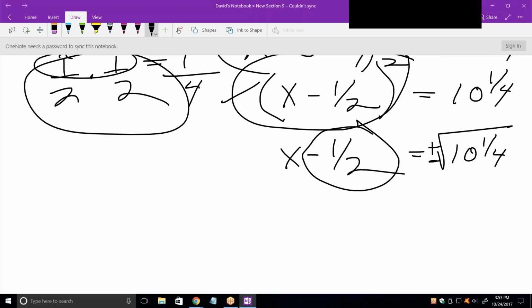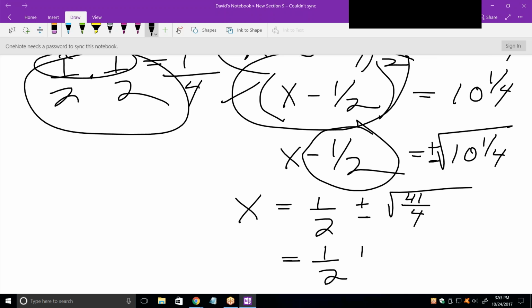Now, I'm still trying to solve for x, so I got to get rid of that 1/2. What do I got to do? Add 1/2. And I'm going to put it in front, and there's a reason. And I'm going to call that 41/4, same as 10 1/4. Now, this happens to convert to 1/2 plus or minus root 41 over 2. And that's your answer, remember, is the plus and the minus.